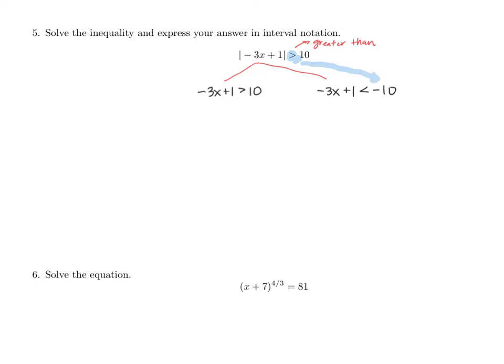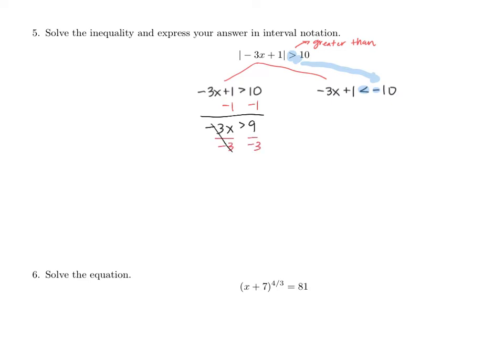Okay, that's what happens here. You flip this and add a negative. And now you're going to solve. So we'll subtract 1 from both sides. So we get -3x is greater than 9. We divide by a -3.